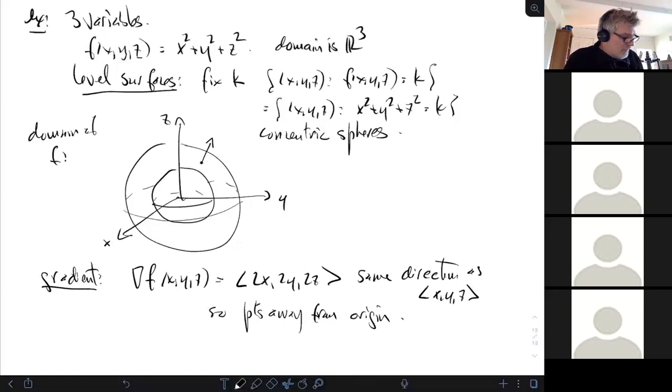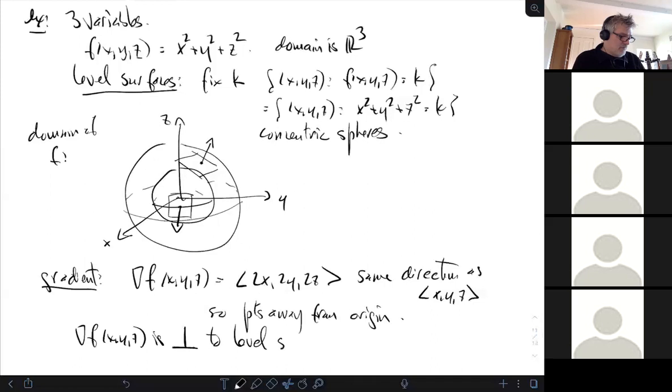So I'm going to draw the tangent plane here. This is where we're going to go after. But this thing is actually normal to the tangent plane for this surface. Okay, and this is true everywhere. So it turns out that the gradient of f is perpendicular to the level surfaces.